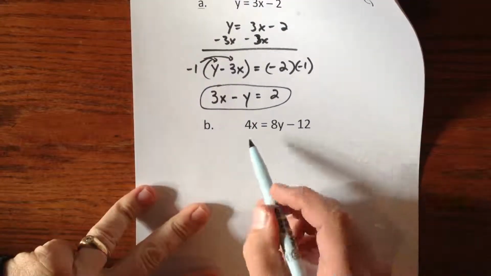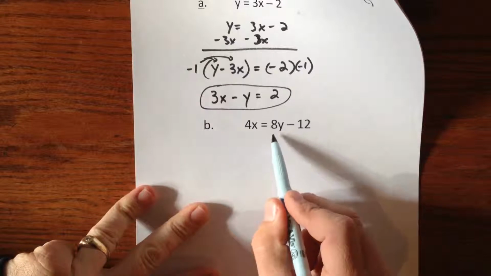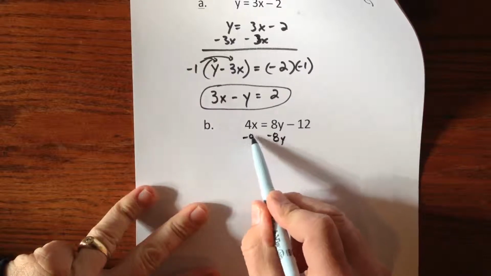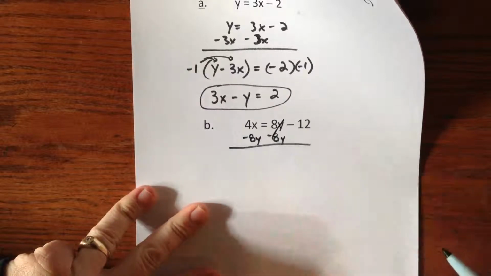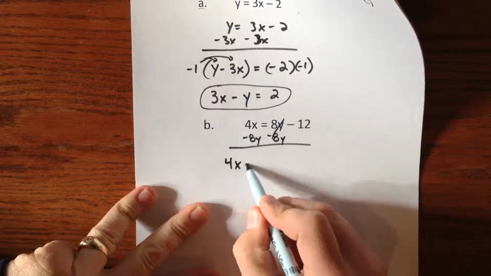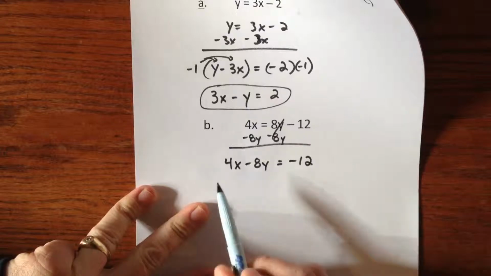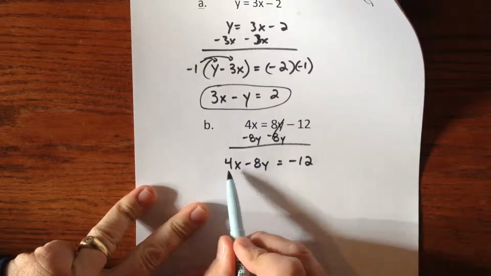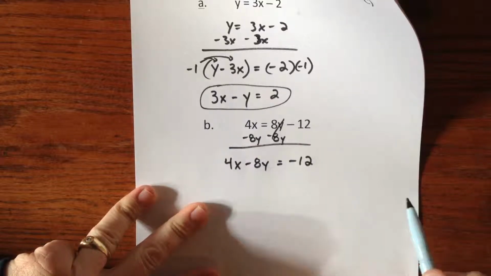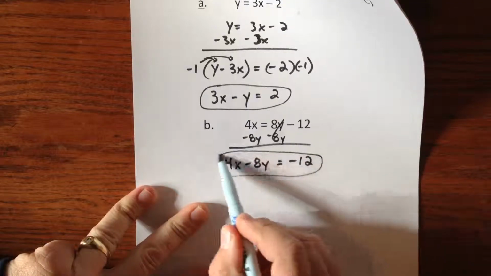Anyways, here we go. So again, all I have to do is subtract 8y from both sides. That's going to cancel that out. I have 4x minus 8y equals -12. And there aren't any fractions. A is positive. X and y are on the same side. So that's in standard form.